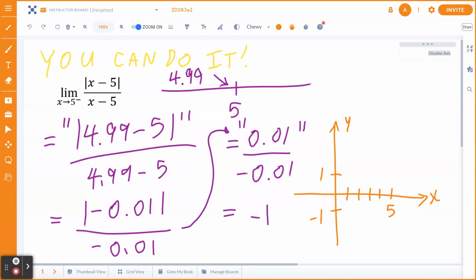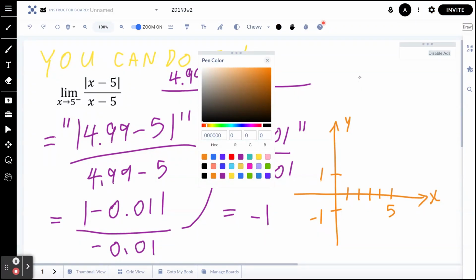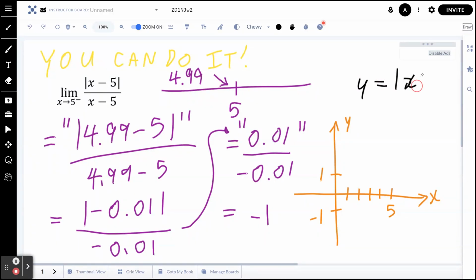So again, in this case, we solved it algebraically. Now we're going to confirm this graphically. And if I switch colors, here's the actual graph. When I think about y equal to the absolute value of x minus 5 divided by x minus 5, again, you can totally look at case number 1, case number 2, what happens when x is greater than 5, what happens when x is less than or equal to 5. You would discover the graph looks, roughly speaking, something like this.